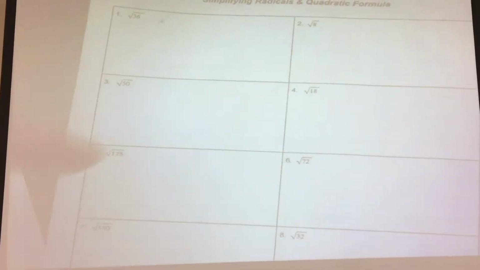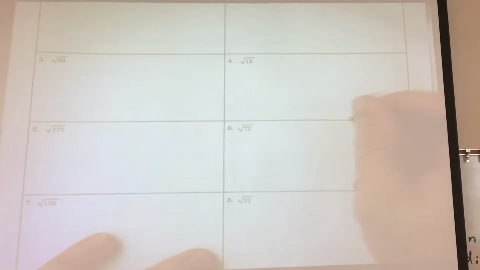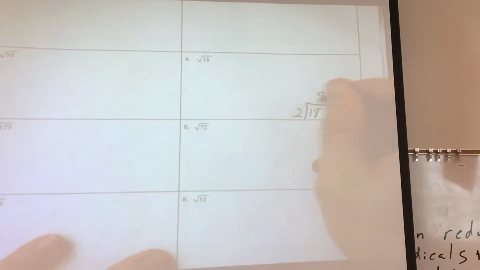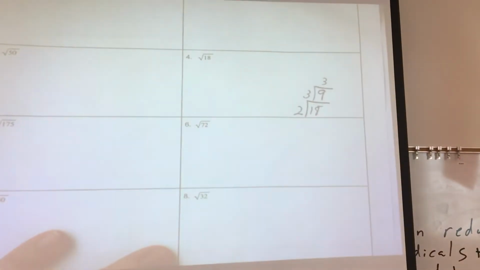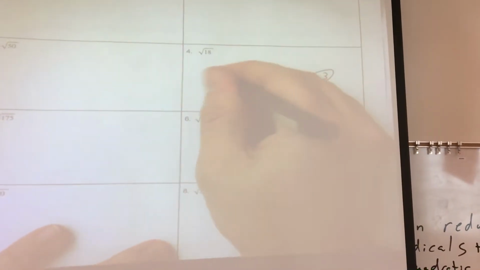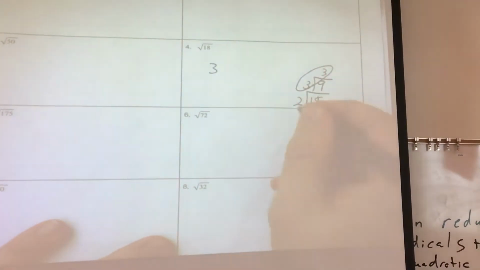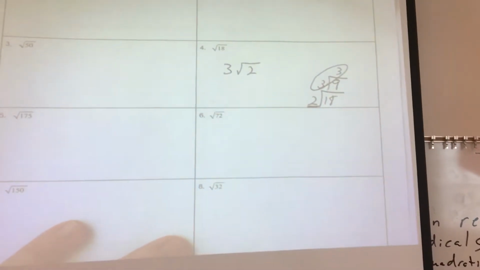Again, this is the sheet that you had. So what we're doing is the birthday cake method here. I've got an 18. What goes into 18? That's 2, and that will give me 9. So 9, I can split into 3 and 3. My pairs, I have a pair of 3's, so that's a single 3 on the outside. This 2 is unpaired, so it stays underneath. That's 3 square root of 2.